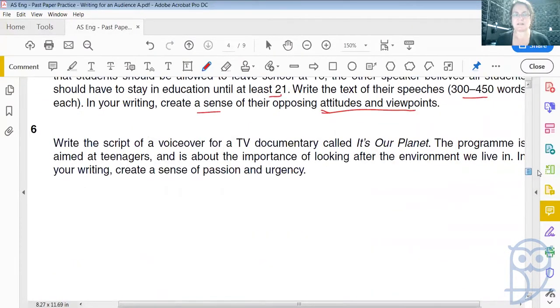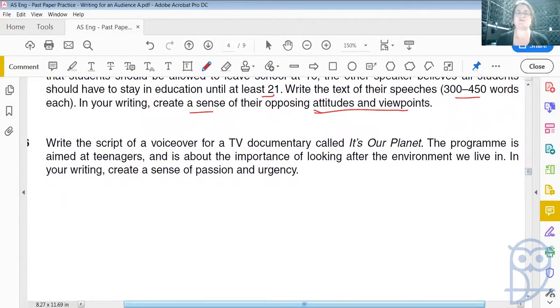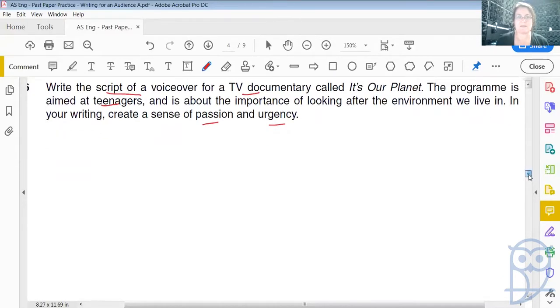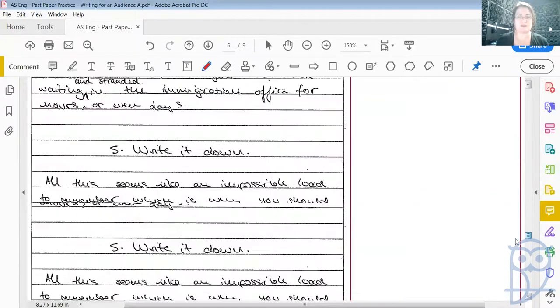So question 6 said, write the script of a voiceover for a TV documentary called It's Our Planet, and we've looked at this before. The program is aimed at teenagers, okay, there's an audience again, and is about the importance of looking after the environment we live in. And your writing creates a sense of passion and urgency. Okay, so it's a script, it's a voiceover script for a TV documentary. So think of TV documentaries where people are speaking over something. For example, David Attenborough, well, Richard Attenborough, I can't remember his name right now, who speaks over a lot of the wildlife documentaries. That is an example of a voiceover script, the kind of thing that you would hear.